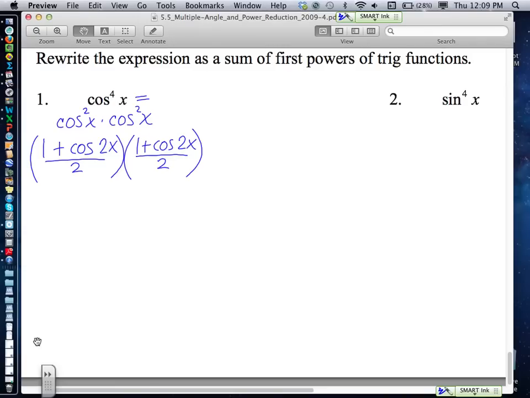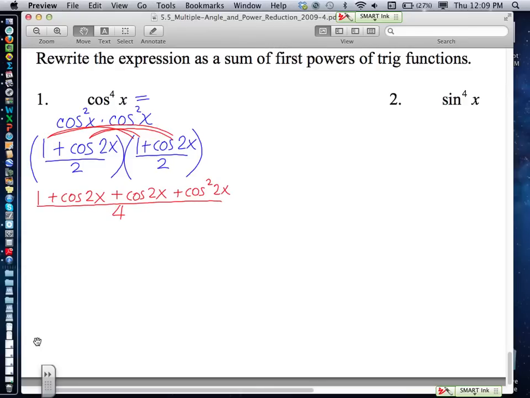And the pattern here is we're going to multiply these back together. I'm going to use FOIL. So I'm going to multiply 1 times 1, and then 1 times cosine 2x. And then I'm going to multiply cosine 2x times 1. And then I'm going to multiply cosine 2x times cosine 2x. And then it all gets divided by 4.